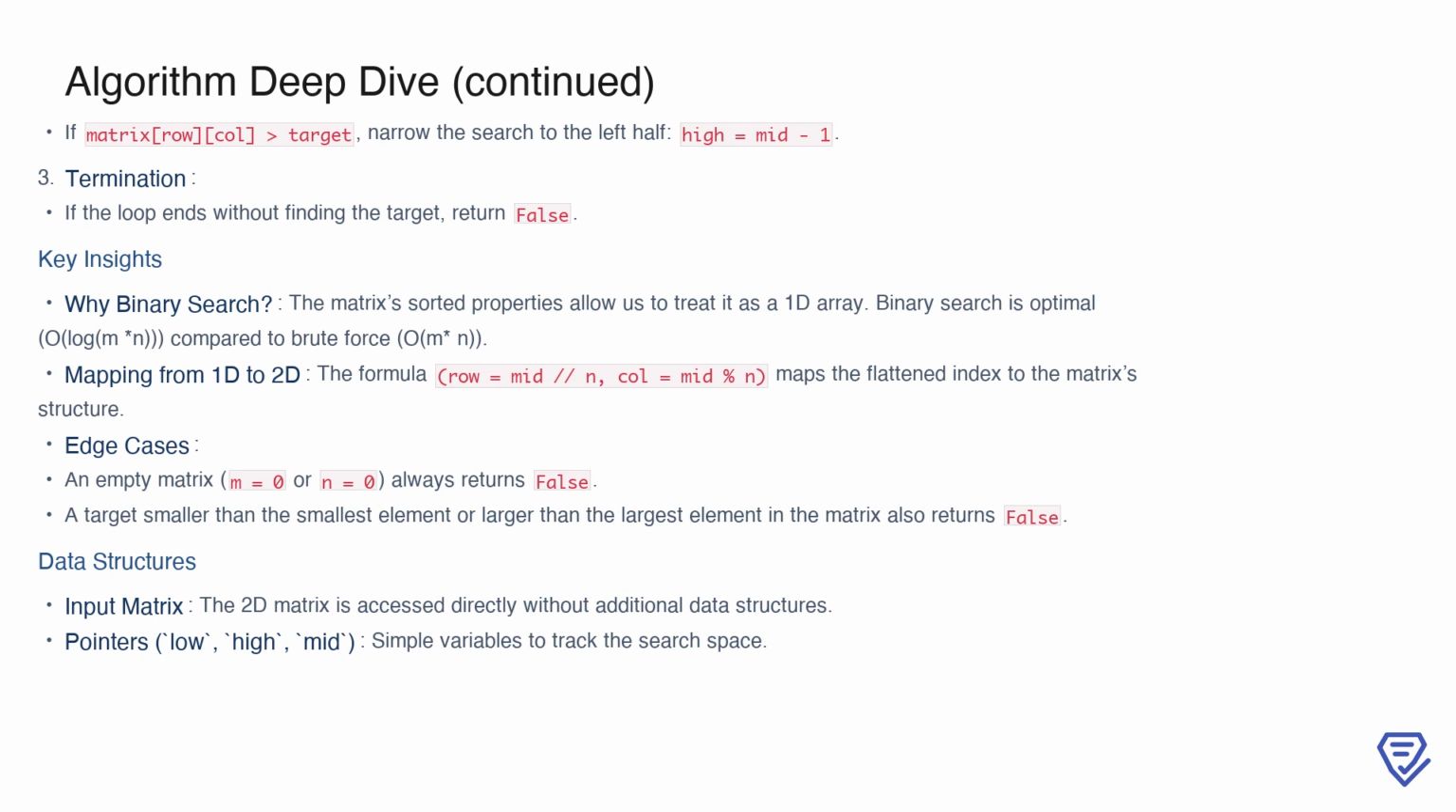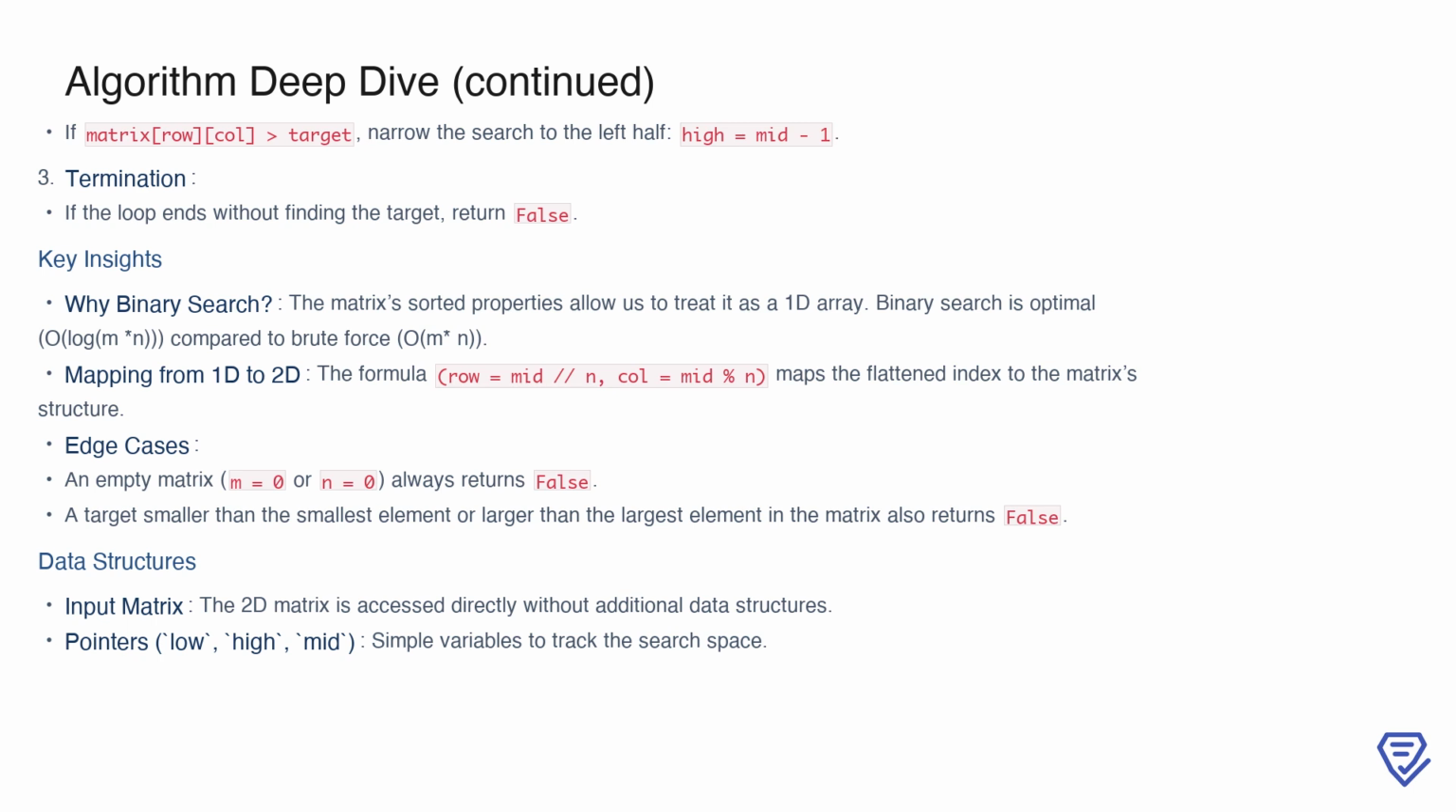Now, why does binary search work well for this problem? The matrix's sorted properties allow us to treat it as a 1D array, enabling us to perform the search in logarithmic time, which is significantly more efficient than a brute force approach. The mapping formula, row equals mid / n, col equals mid % n, is key to translating the flattened index back to the 2D structure.